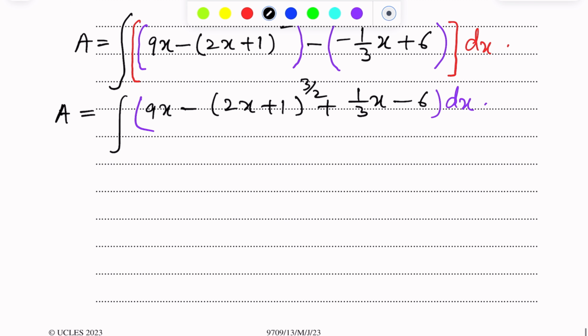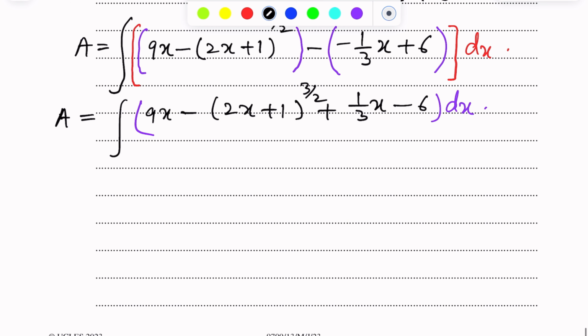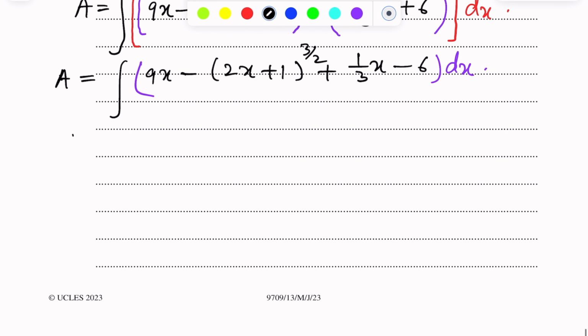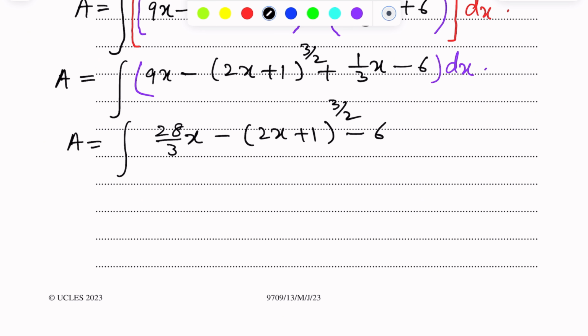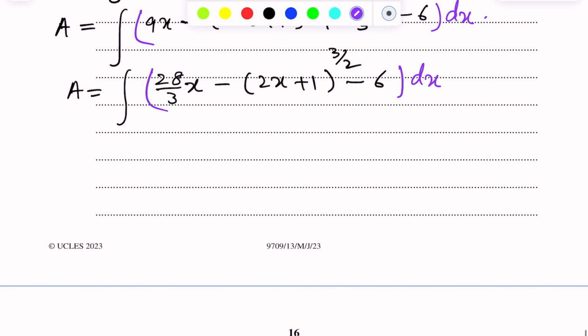Now, before integrating, further simplification: collecting the like terms. 9x is an x term and the other term is 1 over 3x. Adding these two terms, this becomes 28 over 3 x minus (2x plus 1) to the power 3 over 2 minus 6. With respect to x, we are integrating it.